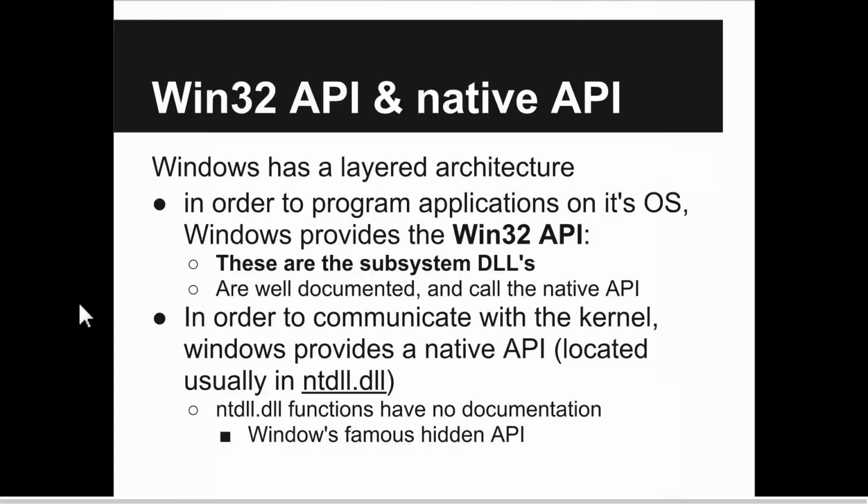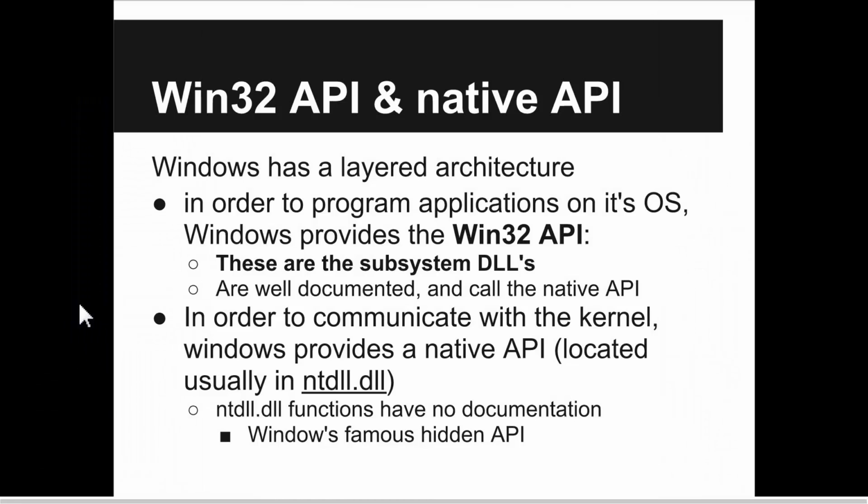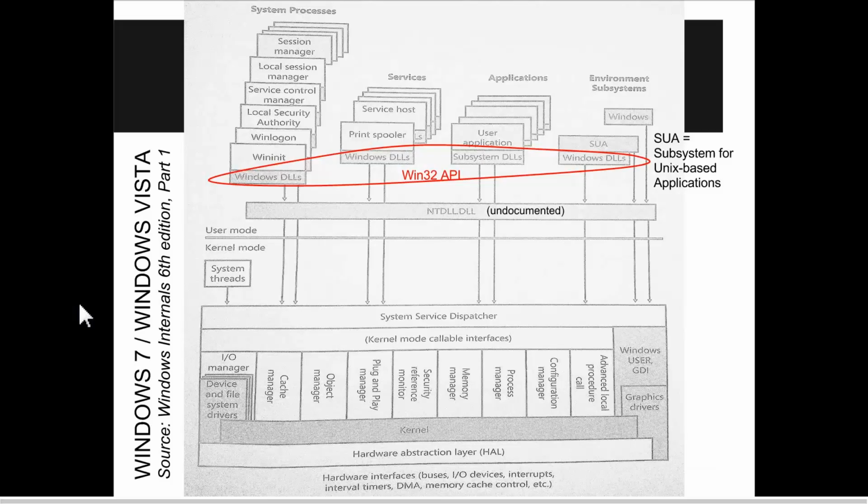So those subsystem DLLs at the top make up the Win32 API. They're very well documented. They're provided for people to have just enough information to program basically anything they want on Windows. And that's a better diagram showing you exactly what they are.